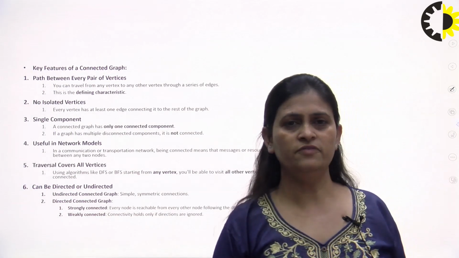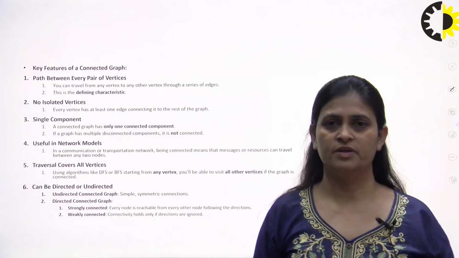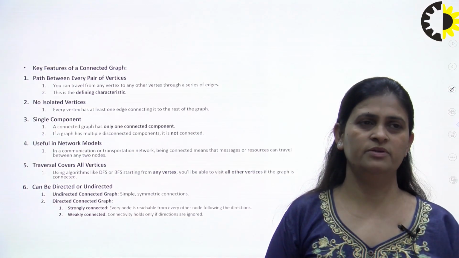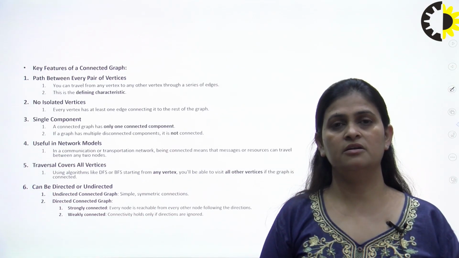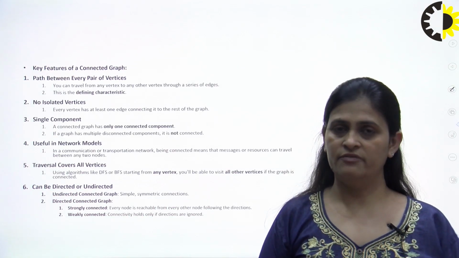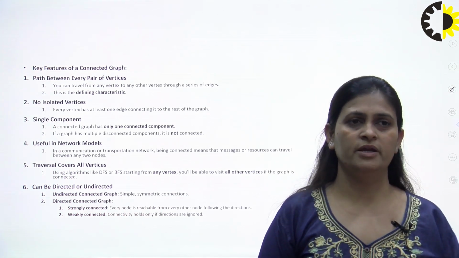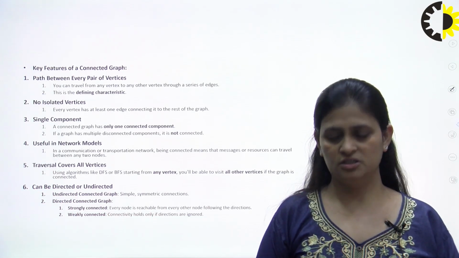Key features of a connected graph. Here we explain the key features of the connected graph. The first one is a path between every pair of vertices. It is compulsory in a connected graph to have a path between any two vertices. You can travel from any vertex to any other vertex through a series of edges.